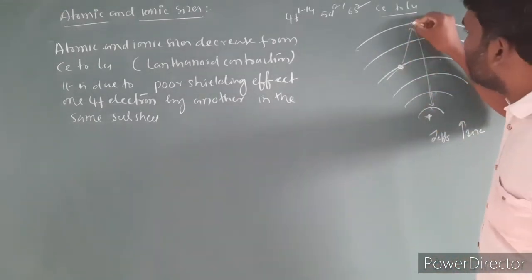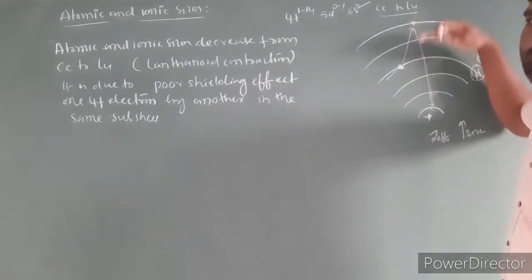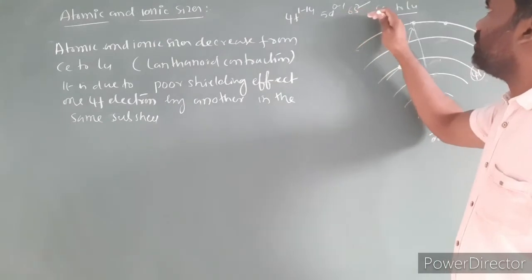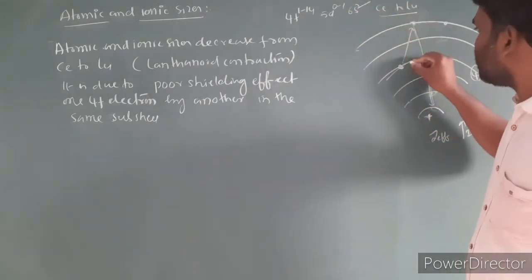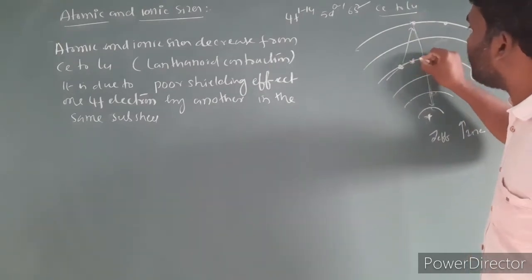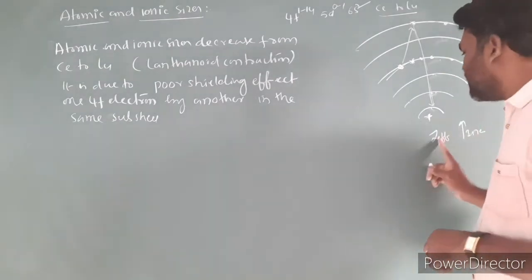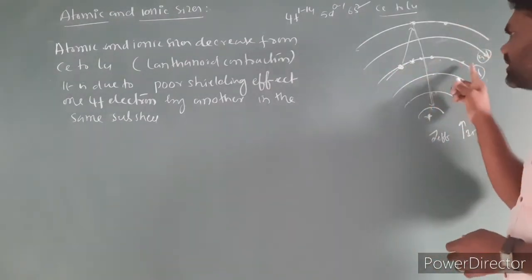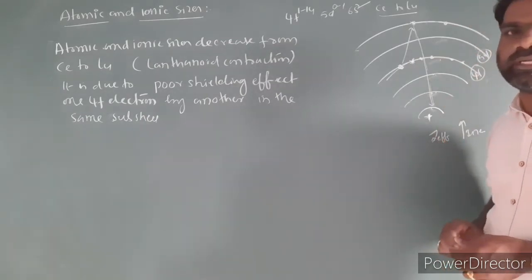As a result, the electron comes towards the nucleus and the size gradually decreases. From cerium to lutetium, through praseodymium and neodymium, electrons keep adding. As electrons are added, the nuclear charge also increases. The number of electrons increases in the 4f shell, and in addition to that, the nuclear charge also increases.